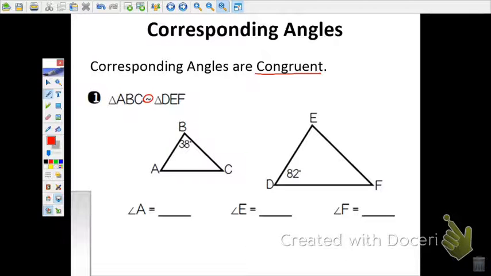82. Angle A corresponds with angle D. Because angle D is 82, angle A is also 82. What is the size of angle E? 38. E corresponds with B.